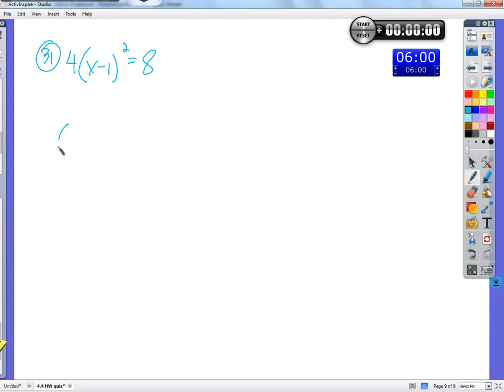I think a really common thing to have here is, and I saw it on some quizzes recently, 4x minus 4 squared. I just want you to really think about this and pause. You'd realize this can't be right.